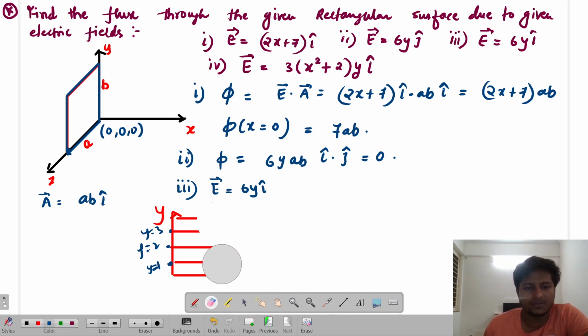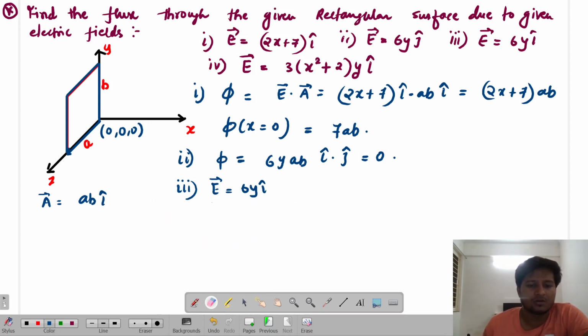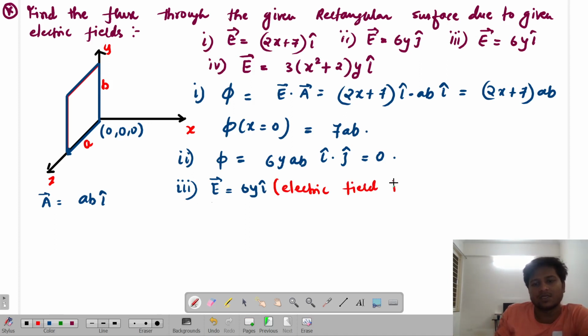Okay, so look over here, how to solve then? My electric field, this means that the electric field increases along the y direction and points towards the x axis.